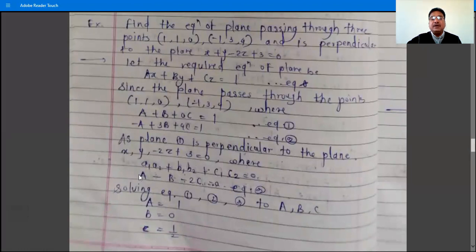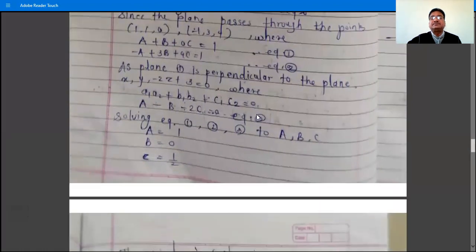We have 1 into a, that is a, plus 1 into b, that is plus b, and then minus 2c. The coefficient of z is c, so minus 2c is equal to 0. So write a plus b, don't write minus b, plus b minus 2c is equal to 0. And this is equation number 3.